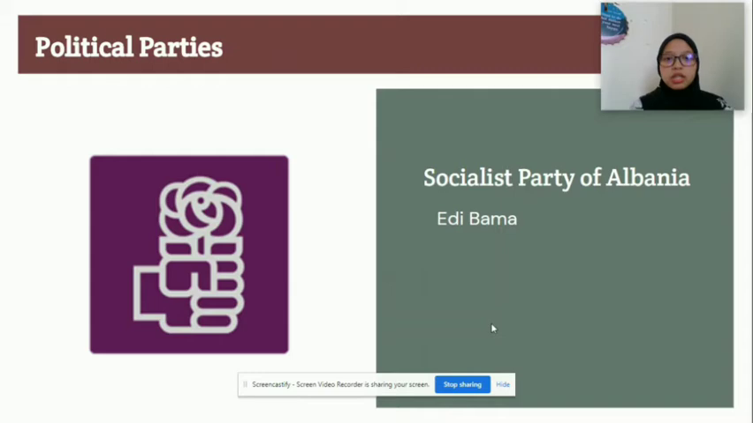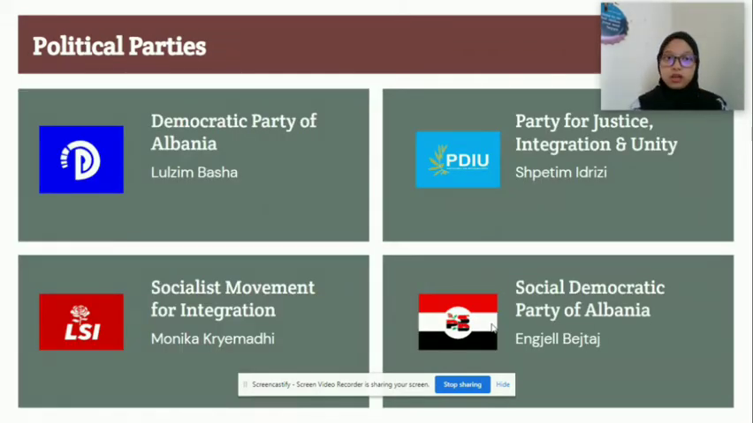Okay, so these are the political parties with representation in the Albanian parliament following the general parliamentary elections of 2017. The first party is the Socialist Party of Albania, led by Edi Rama himself. The second one is the Democratic Party of Albania, and the third party is the Socialist Movement for Integration, and we also have the Party for Justice, Integration and Unity. And the last party is the Social Democratic Party of Albania.